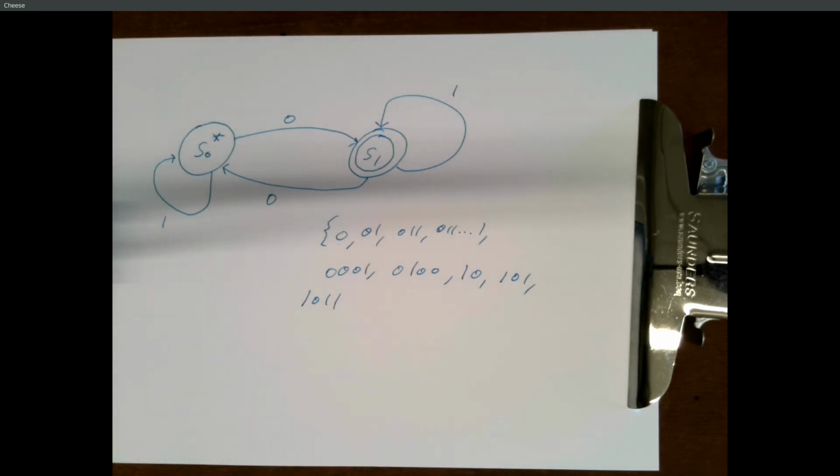So you play with this, right? You throw some strings in, you get an idea of it. We're starting to see there's a lot of strings. We can't list them all. So let's think about what this machine is doing. If you're in your start state, what's the description in words of what's going on?